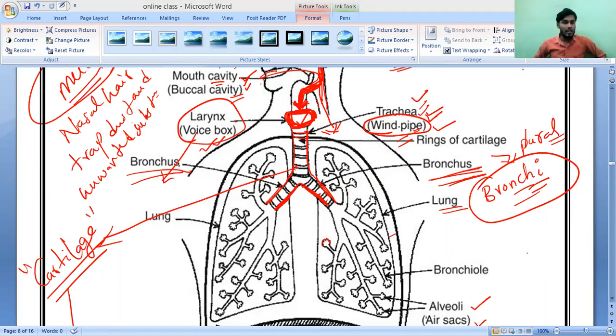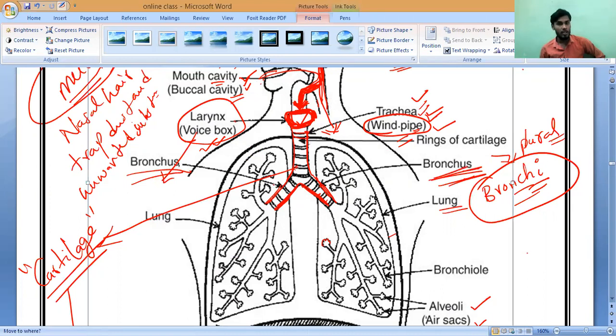At the lower end, the two bronchi are connected to the two lungs. You may observe here, this is one bronchus and another bronchus. Both are connected to which part? They are connected to the lungs.